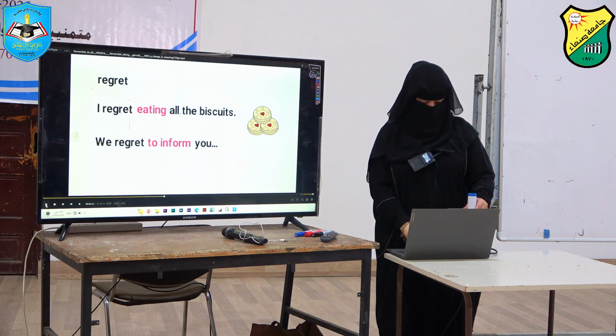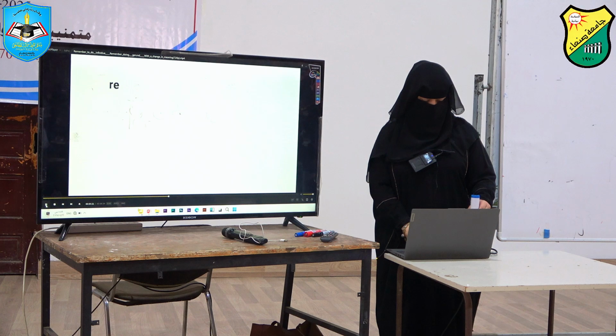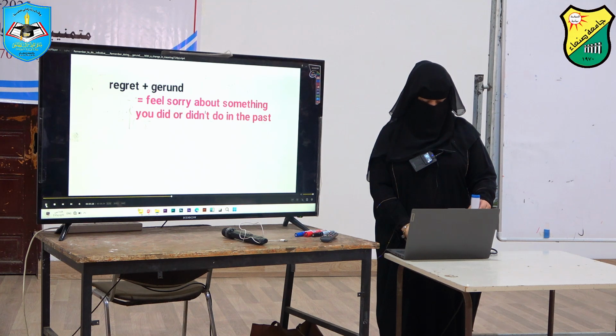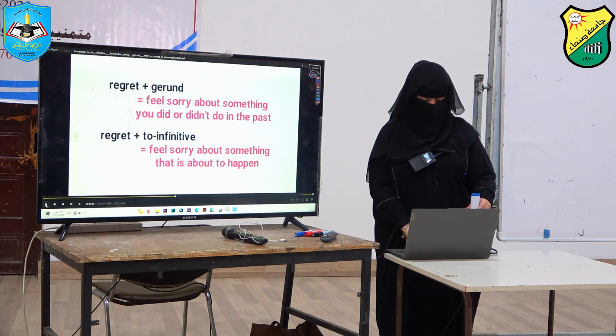The second sentence is often used in formal writing. For example, we regret to inform you that you were not successful in your job application. So to recap, gerund with regret. Regret with the gerund is when you feel sorry about something you did or didn't do in the past, whereas regret plus the to infinitive is when you feel sorry about something you're about to do or say.